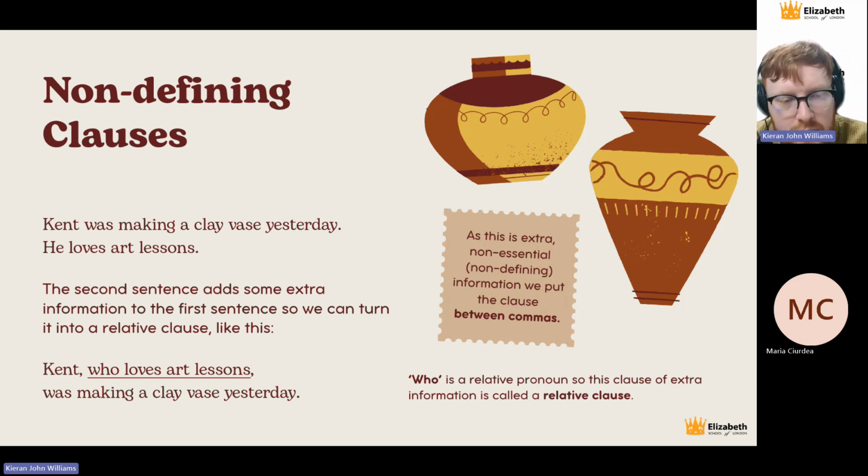Okay? Another thing that helps us here is when we see the comma, that tells us that when we're speaking, we need to pause. Okay? So if we were reading this sentence, we would say, Kent, who loves art lessons, was making a clay vase yesterday. Okay? So it is like a visual representation that you need to pause at those points. All right, so that is non-defining, it's extra information, and it has commas before and after the clause.